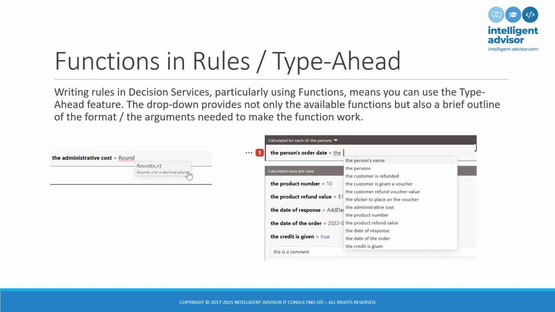Here's a screenshot showing you how the type ahead will work. On the right-hand side, I'm just beginning to type out a rule inside a block, and I've entered the word the, and up pops a drop-down with all of the different attributes that exist in my decision service that include the word the, so I can then freely select from the drop-down. On the left-hand side, you can see that I've begun typing a function, and the drop-down proposes the function and also gives me a little tooltip to remind me what the function arguments are for. So very similar to the Rule Assistant.